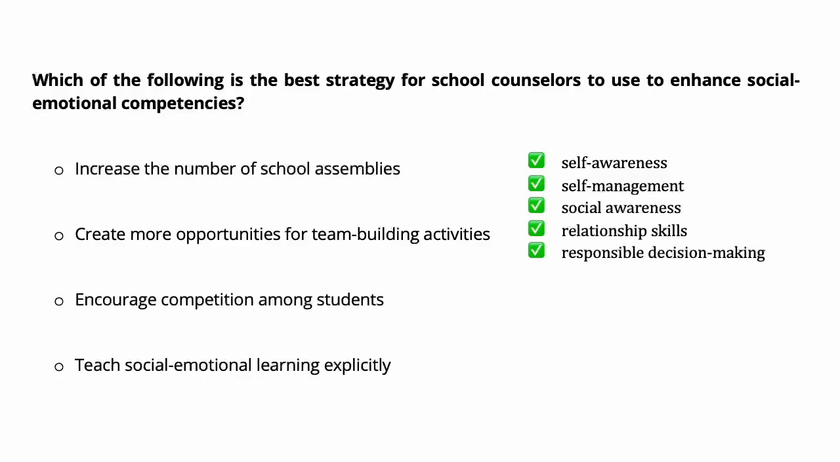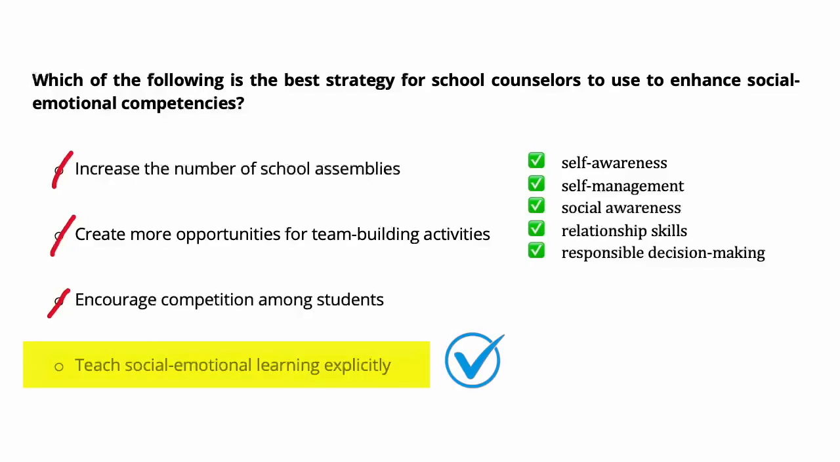Now let's eliminate the incorrect options, beginning with increasing the number of school assemblies. Since that would not help us, school assemblies are typically better suited for general messages rather than skill building. Next, we will eliminate create more opportunities for team-building activities because those are typically limited in scope and they don't provide the systematic or comprehensive instruction necessary for social-emotional learning. We will also eliminate encourage competition among students because although that can motivate some students, it often emphasizes individual achievement over collaboration or empathy. So that approach could be counterproductive to teaching social-emotional competencies.